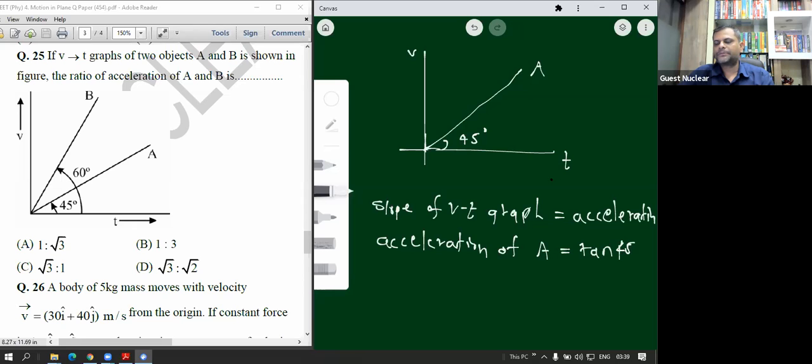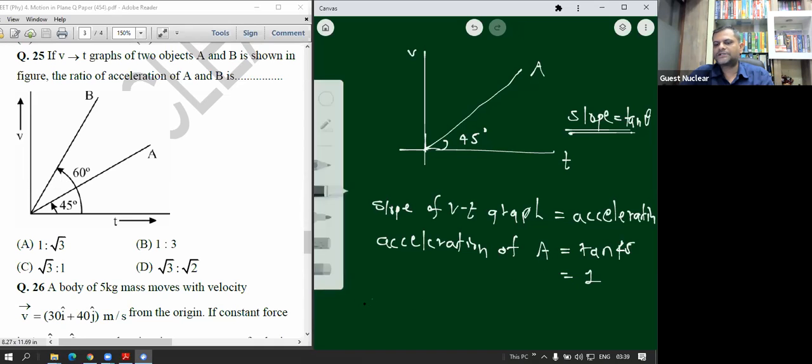ये तुमको पता है ना स्लोप मतलब क्या होता है, स्लोप का और एक फॉर्मूला है, स्लोप इज इक्वल टू tan थीटा। ये मैथ्स में जिन्होंने स्ट्रेट लाइन स्टडी किया है तो उनको पता होगा जरूर, tan theta is the formula for slope, so we have to use it here. So we get this tan 45 which is going to be actually 1, okay, and that is the acceleration of A here. And what about the acceleration of B?